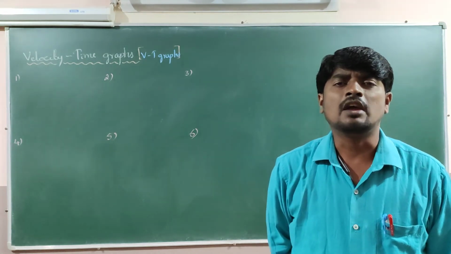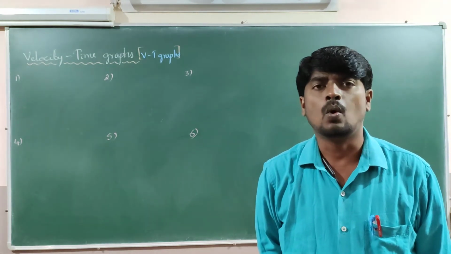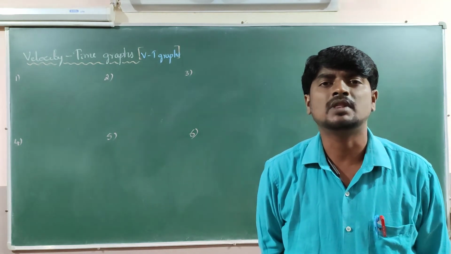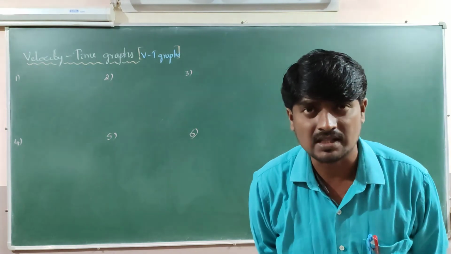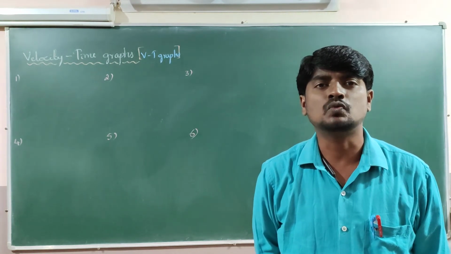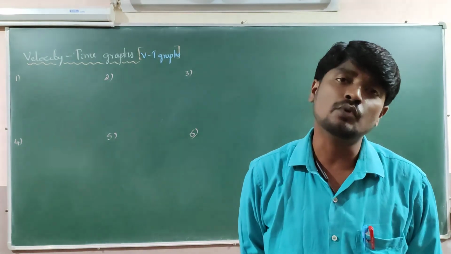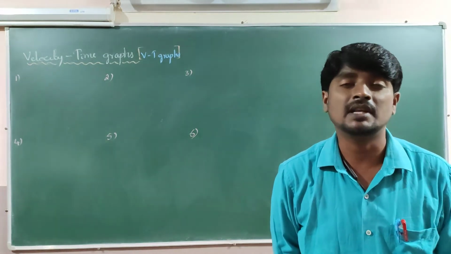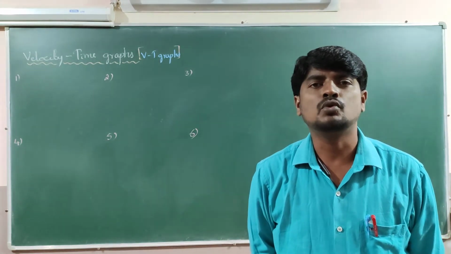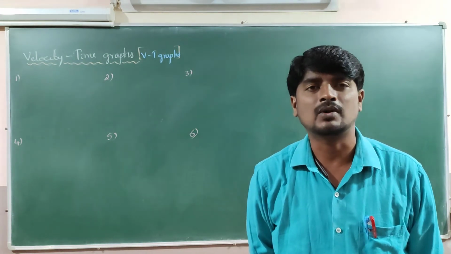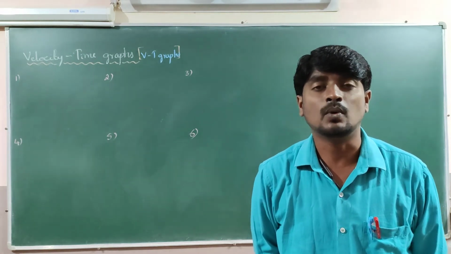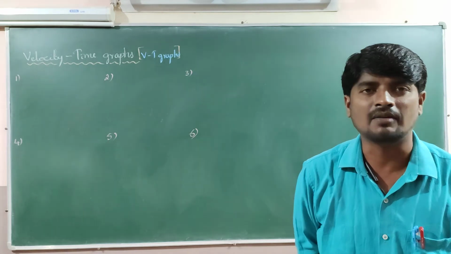Now, if the body is at rest, what is the nature of the graph? If the body moves with a uniform velocity, what is the nature of the graph? If the body moves with some initial velocity and then moves with a uniform velocity, what is the meaning of that? I will explain afterwards. And third, if the body moves with a decreasing velocity, having some initial velocity, what happens? What is the nature of the graph?